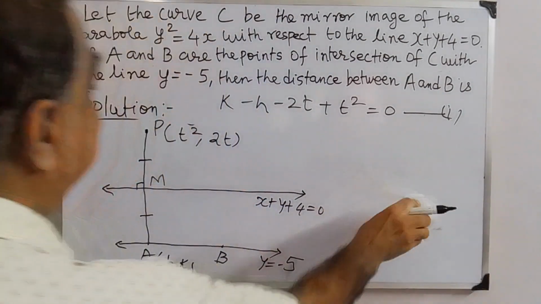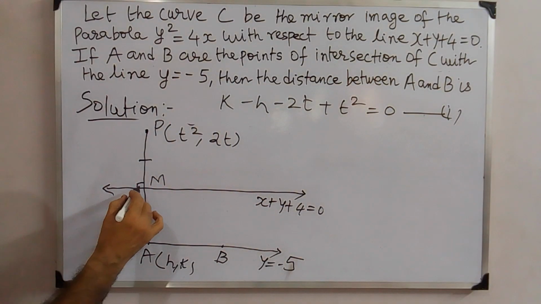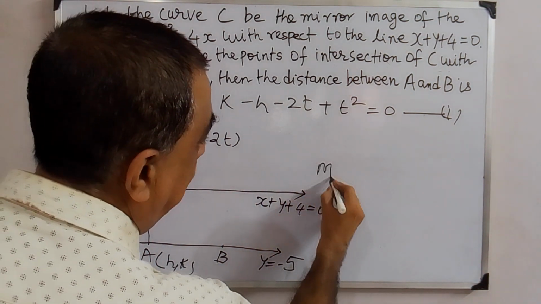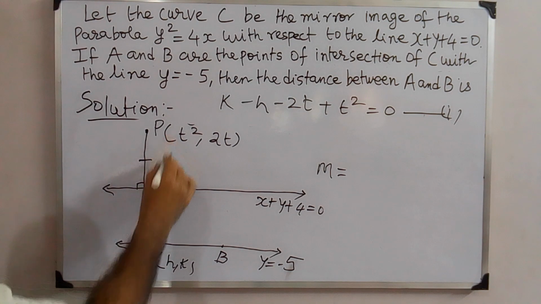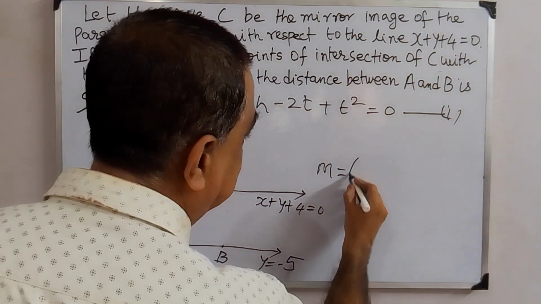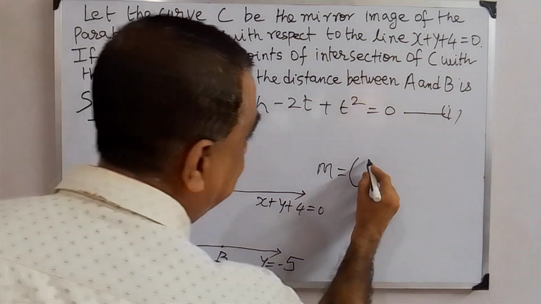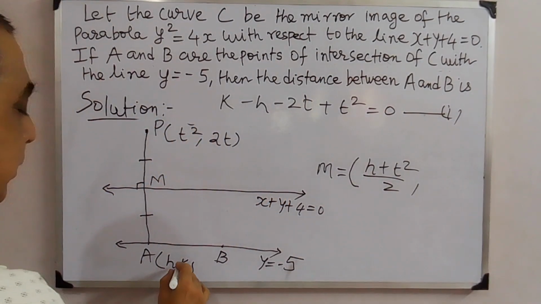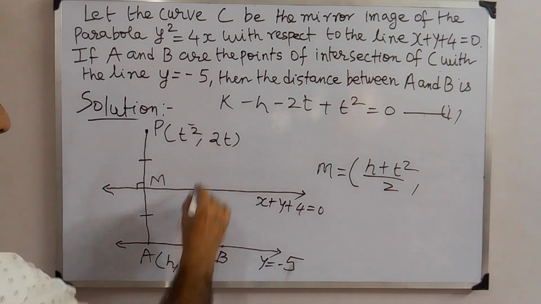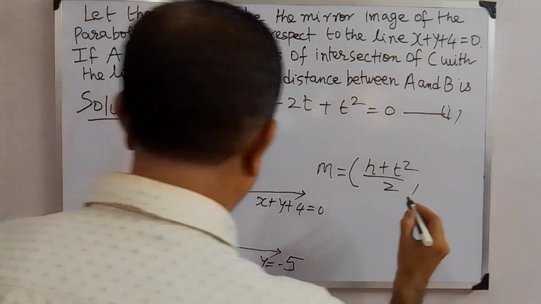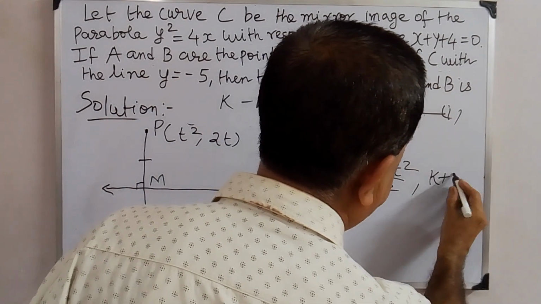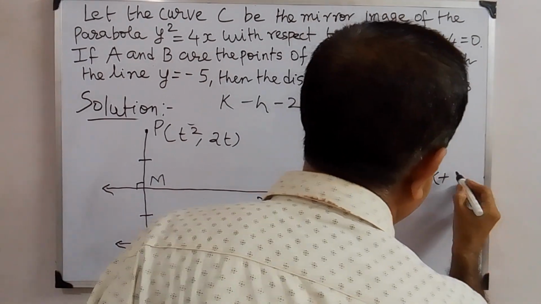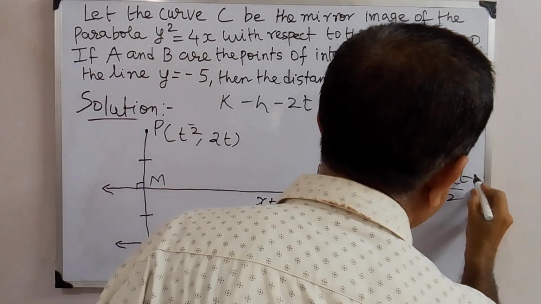Now M is the midpoint of PA. So what will the coordinate of M be? The sum of the x coordinates divided by 2, so (h plus t squared) divided by 2, and the y coordinate will be the sum of the y coordinates divided by 2, so (k plus 2t) divided by 2.